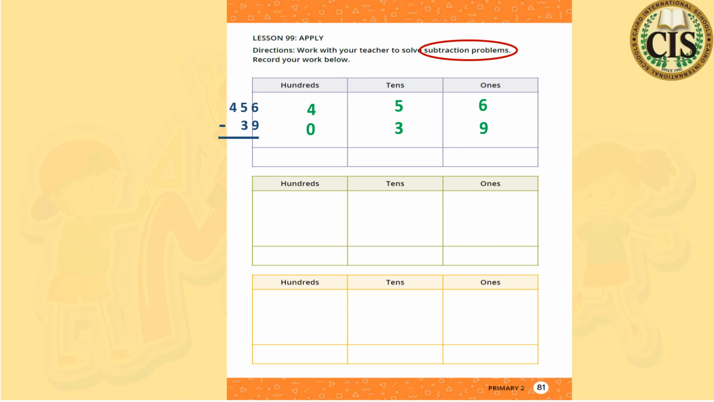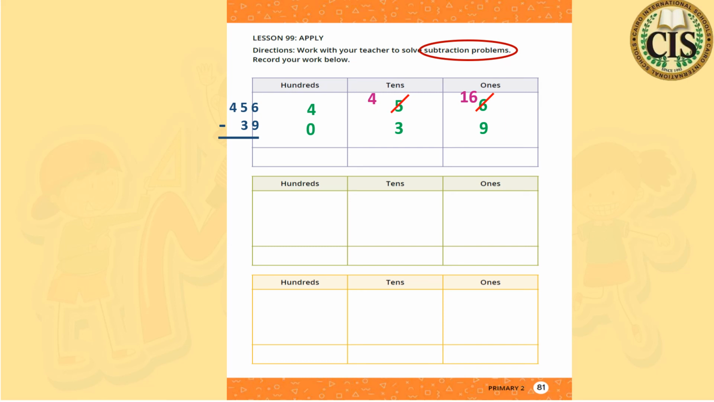Now start subtraction. 6 minus 9. Do we have more on top? No. So we will go to the next door and knock, knock, knock. 5, can you please give me 1 ten? 5 will say, okay. Now 6 becomes 16 and 5 becomes 4.